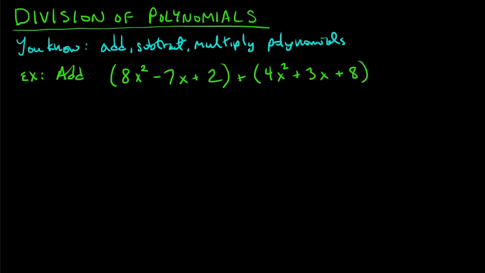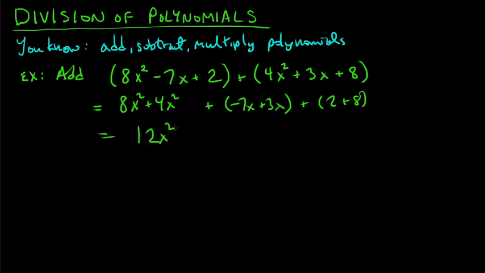So again, you've done this before. You know that you're just grouping the like terms, the terms with the same exponents. So this is 8x squared plus 4x squared, and then plus negative 7x plus 3x, and then plus 2 plus 8. So 12x squared plus, this will be negative 4x, and then plus 2 plus 8 is 10. So 12x squared minus 4x plus 10.